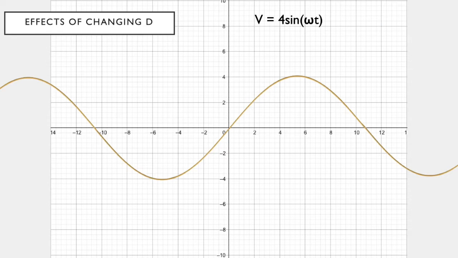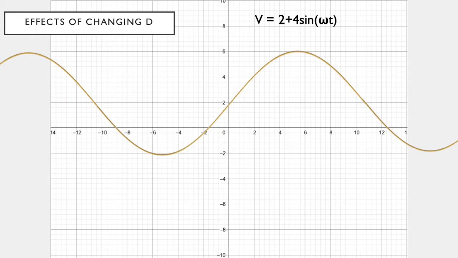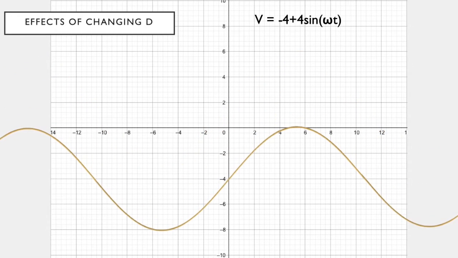Next, we look at changing D, or the DC offset, which is simply the same as adding a flat DC voltage to the system. As we can see, adding 2 volts simply shifts the waveform up by 2 volts. And conversely, subtracting 4 volts does the same, except it moves the waveform down 4 volts.